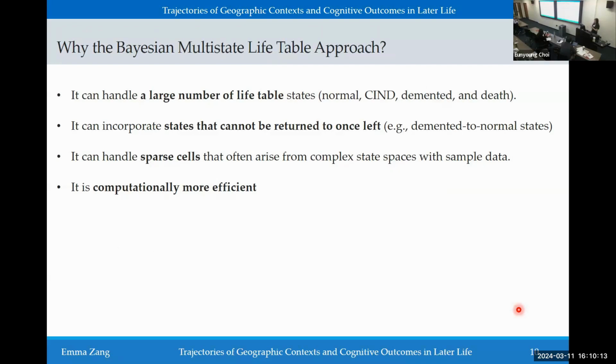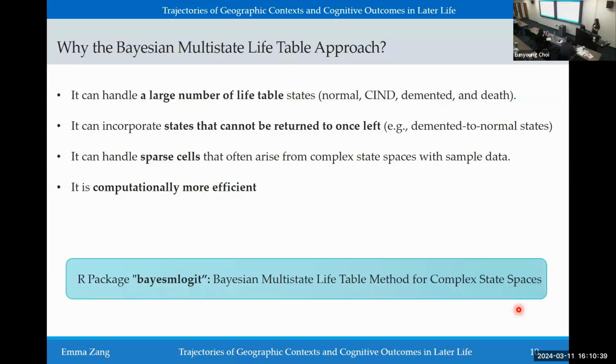And third, our method can handle sparse cells that often arise from complex state spaces with sample data. So for example, there might be a very small number of people transitioning directly from normal state to demented states. Typically, people go through this mild cognitive impairment, say CIND in our case. And our basic method can better handle this kind of small cell sizes. And then finally, it is computationally more efficient. We have our package, and we welcome everybody to use it, check it out, and provide us with feedback and questions.